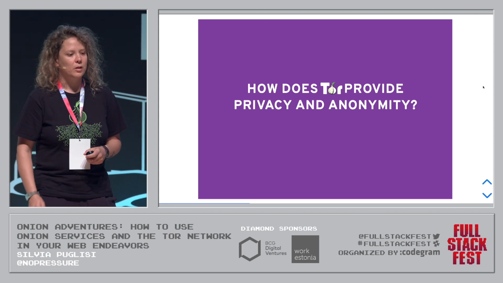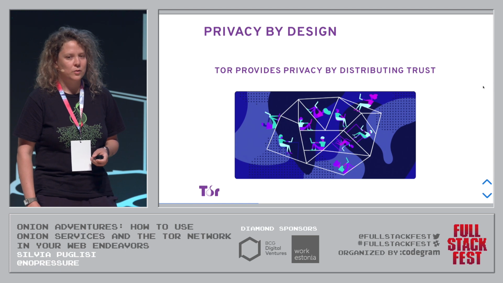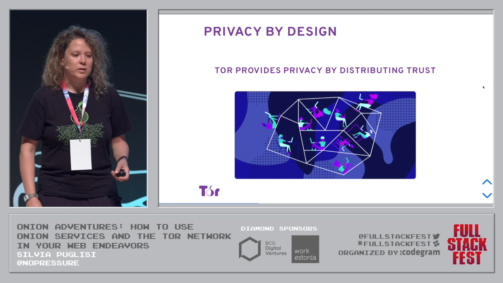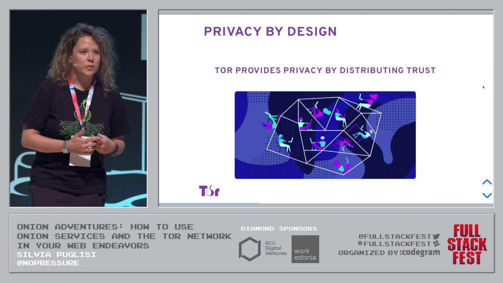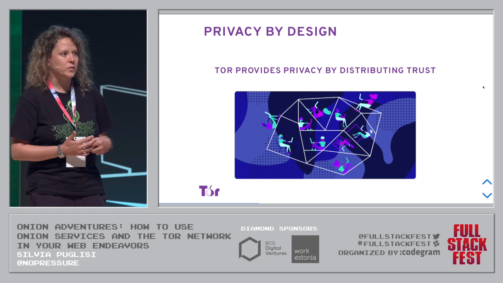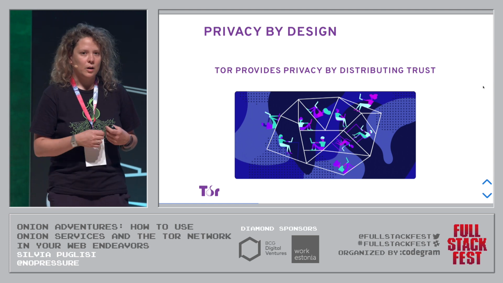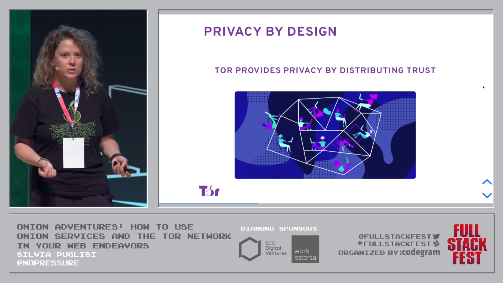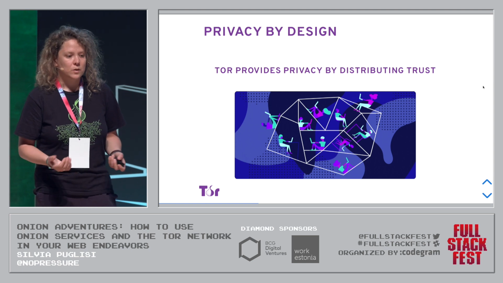So how does Tor provide privacy and anonymity? So we talk about privacy by design. Tor provides privacy by distributing trust. When you use a VPN, you have some privacy properties, but you have to trust the VPN provider. You have to trust that the people you pay or you ask to provide the services will not sell or give access to your metadata or even your actual communication. With Tor, you don't have to do this. You just have to use the protocol.